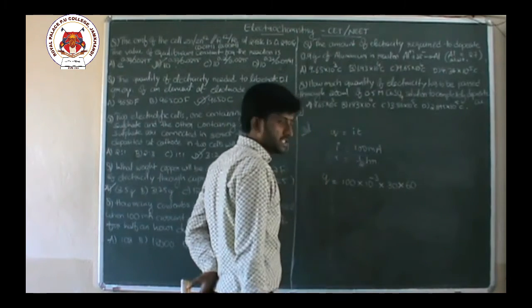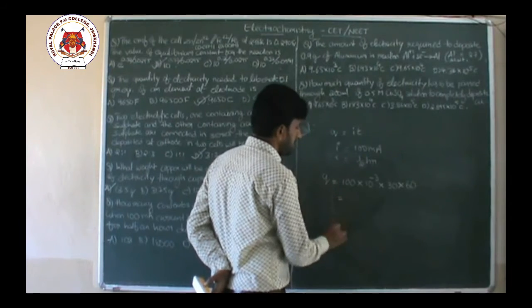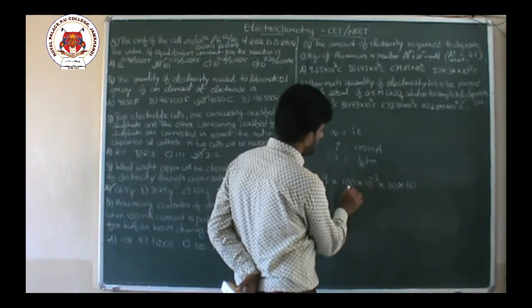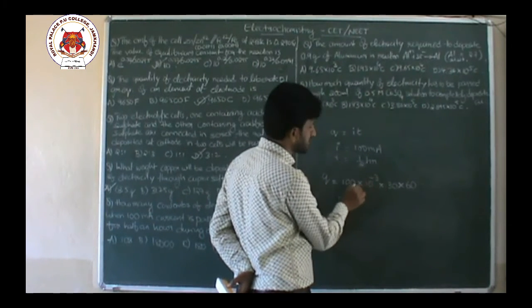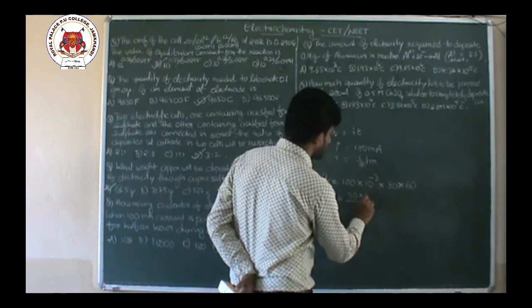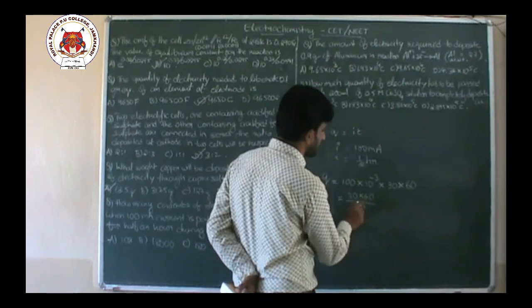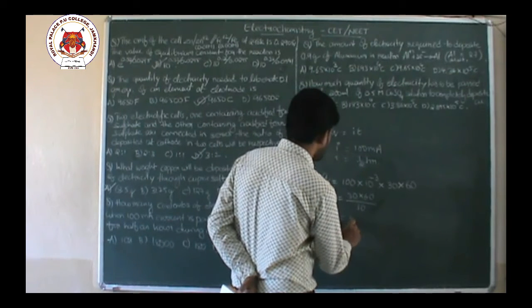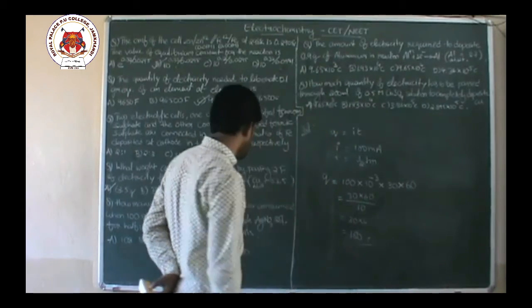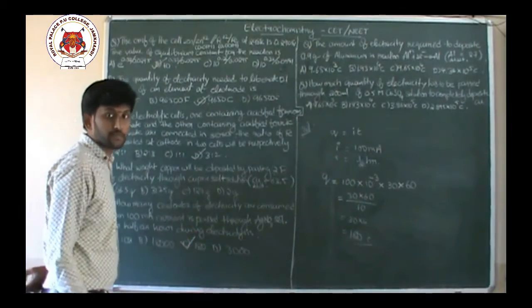30 minutes into 60 seconds. Okay. So that means here it will be this 100 and this 10 power 2, 10 power minus 2 gets cancelled, means 10 power minus 1 remains. So I can write like this, 30 into 60 divided by 10. So this 10 and 1 I can cancel, then it will be 30 into 6, that means it will be 180 coulombs. So the answer is 180.